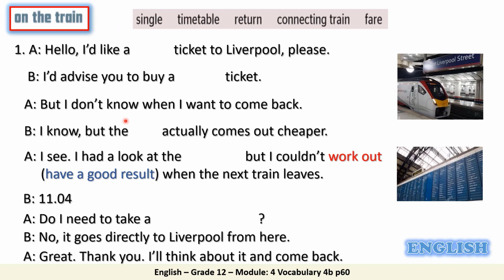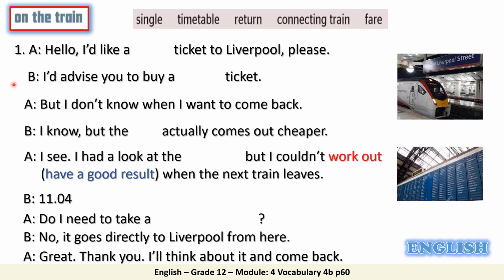Remember that we are now learning English through situations. In the previous situation, we were in the airport and on board the plane. Here we are in a railway station and on the train. Here you are 5 words and phrases. Please take your time, choose the right word to fill in the 5 blanks right here, and then once you have finished, please continue. We are going to use the words single, timetable, return, connecting train, and fare.